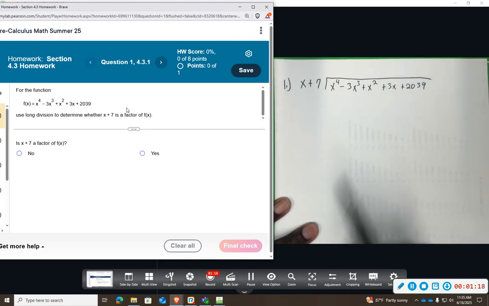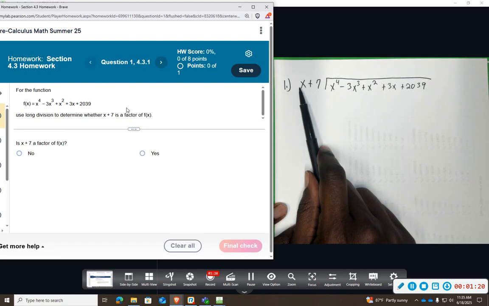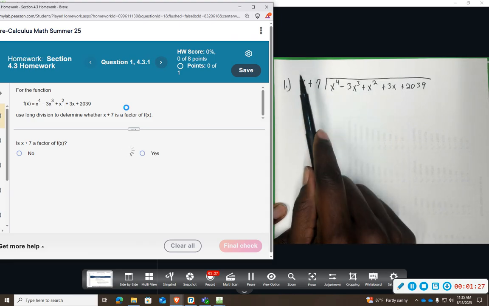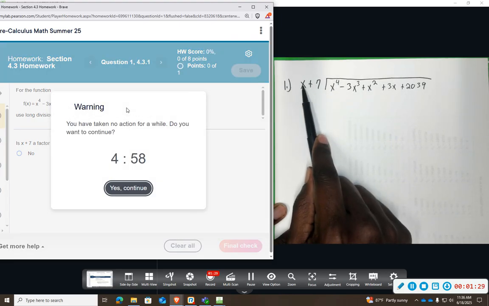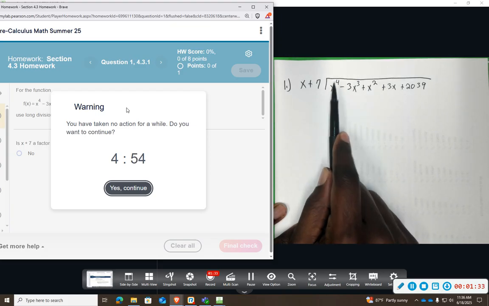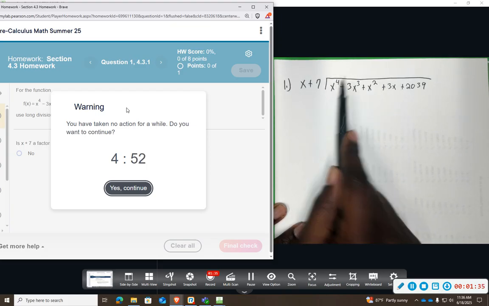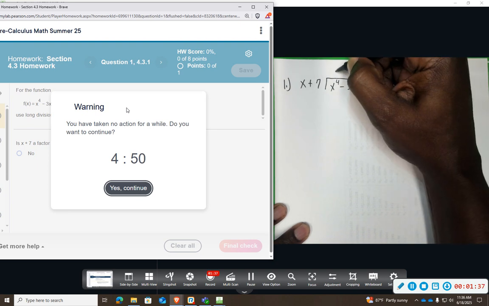Okay, so the goal is to do long division. We only focus on the first term every single time. I want to multiply by something that turns x into x to the 4th. So there's 1x. I need 3 more to make 4. So we're going to say x to the 3rd. That's how you come up with this term.